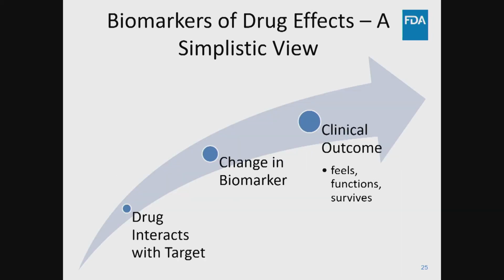So here we have a very simplistic view of drug effects. And when we're trying to determine which biomarker we want to look at in drug development, the simplistic view would have the drug interacting with the target. This then leads to some change in a biomarker, which then is predictive of your clinical outcome, so how the patient feels, functions, or survives.